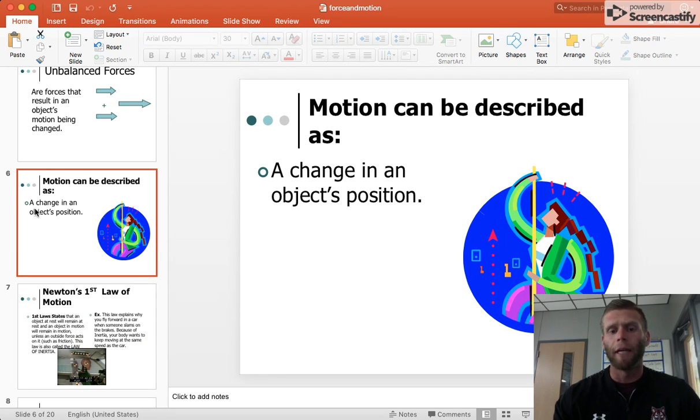Motion can be described as a change in an object's position relative to a reference point. So if you have a reference point, like a point on the wall, and something moves, that would be motion that occurred.